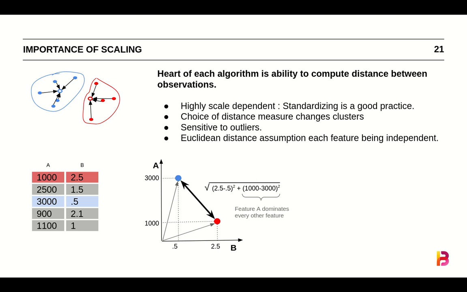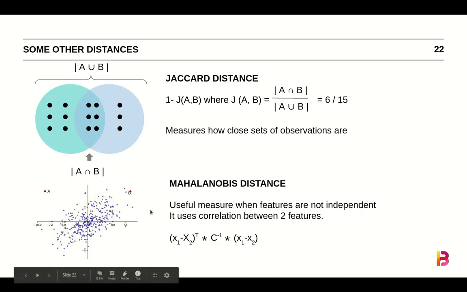The final assumption that this algorithm makes is, because we are drawing everything as a dimension in space, Euclidean distance especially assumes that each feature is independent of the other. That means regardless of how many features, it would just use this formula and calculate a distance. But if A and B were related to each other in some way, then we would need something like a Mahalanobis distance. I've spoken about it during my lecture on KNN algorithm.